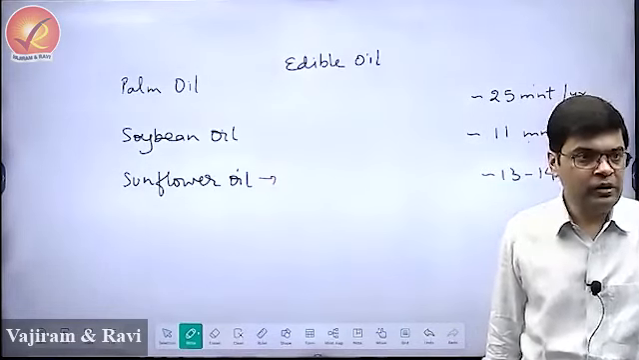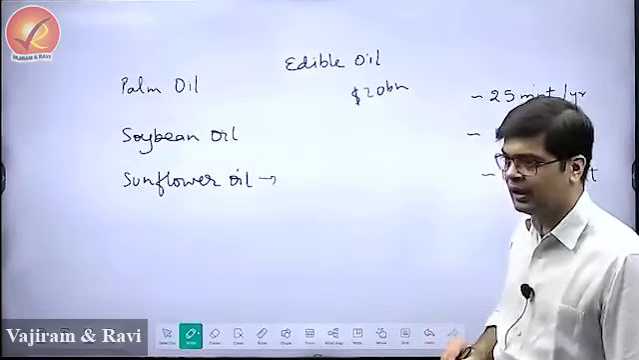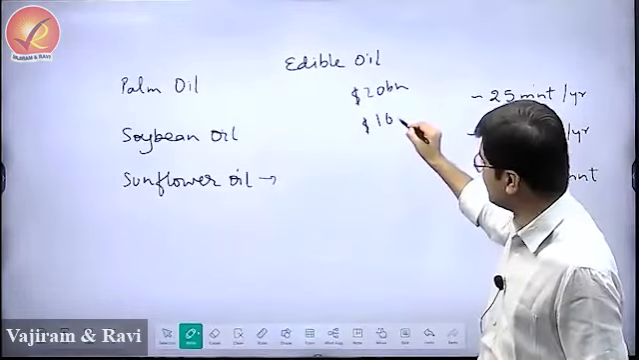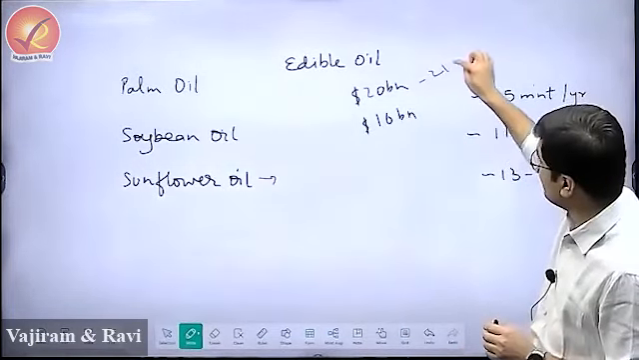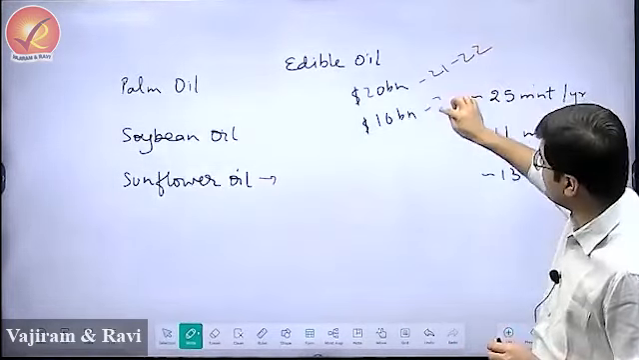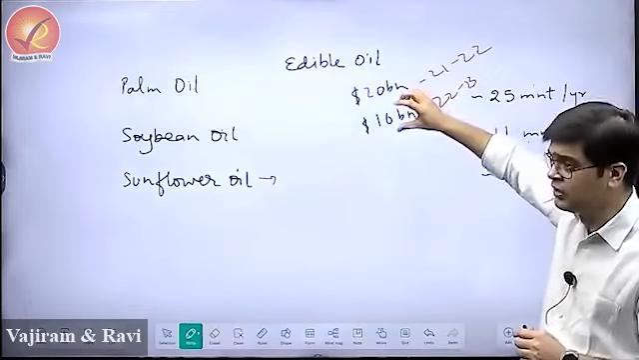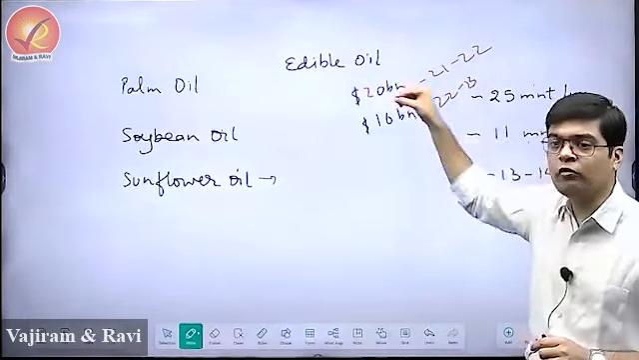In 2021-2022, we imported edible oil of the value $20 billion. And last year we imported edible oil of the value $16 billion. That means in 2021-22 we imported this much, and in 2022-23 this was the value. That means continuously we are spending more than $15 billion just on the imports of edible oil.